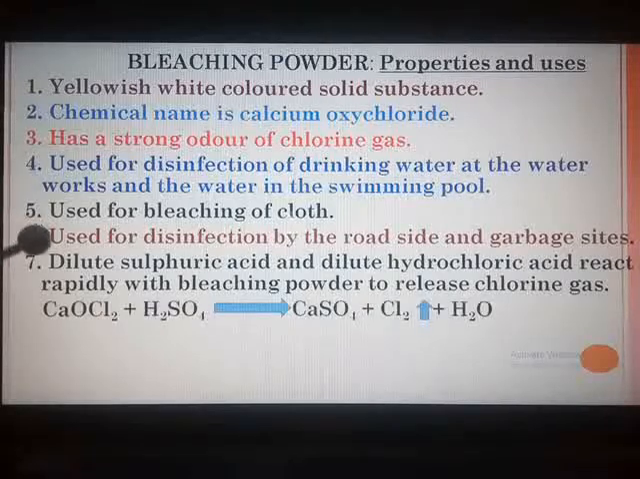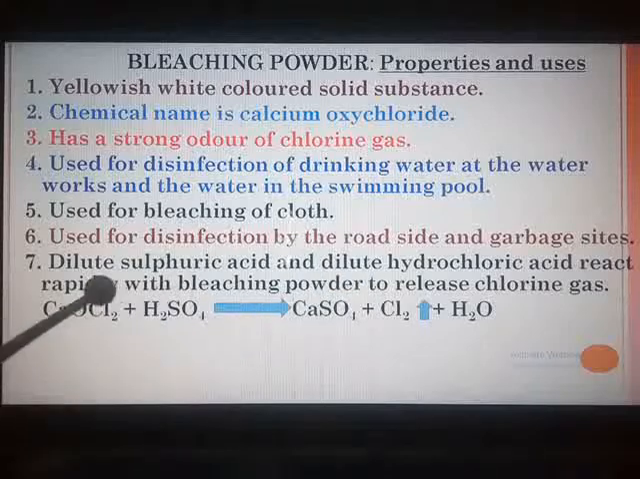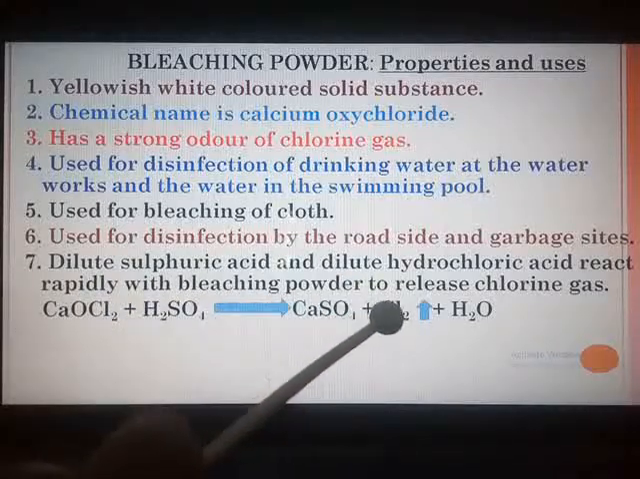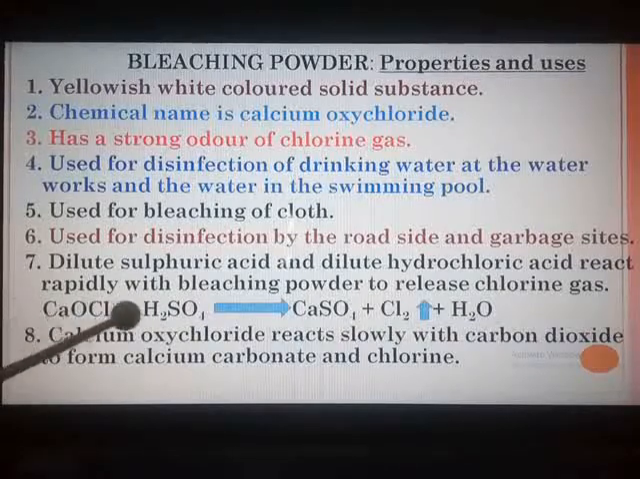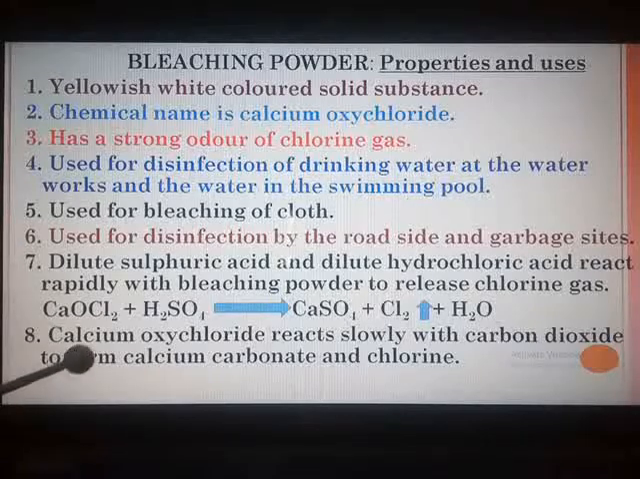Now one of the reactions: sulfuric acid and dilute HCl react with bleaching powder to release chlorine gas. This is one of the reactions with sulfuric acid. And calcium oxychloride reacts slowly with carbon dioxide to form calcium carbonate, that is CaCO3, and chlorine gas.